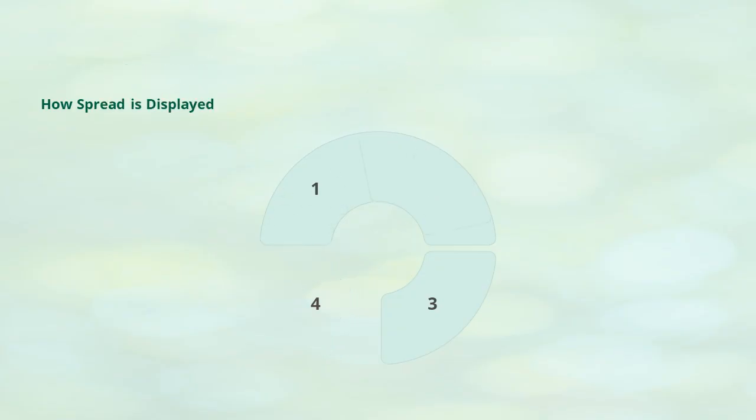Now, how do you actually see the spread on your platform? There are a few different ways. Method 1. Visible in the quote. Most platforms show the bid and ask side by side in the Market Watch window.